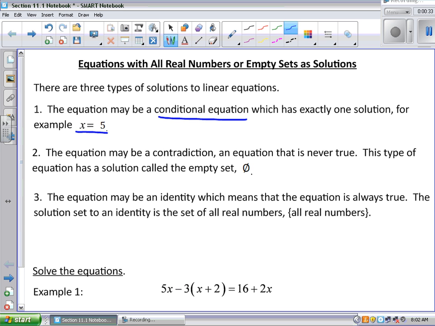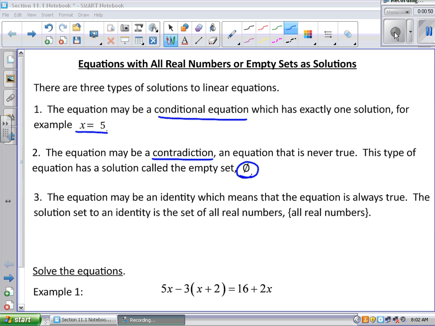The other two options: the equation may be a contradiction, an equation that is never true. This type of equation has a solution called the empty set, and we use this symbol to represent the empty set.